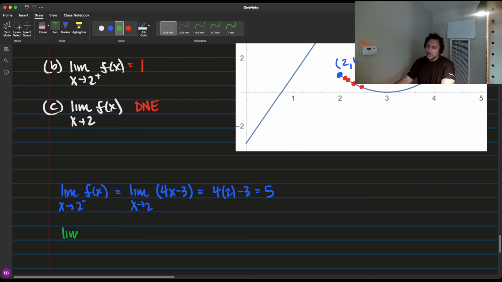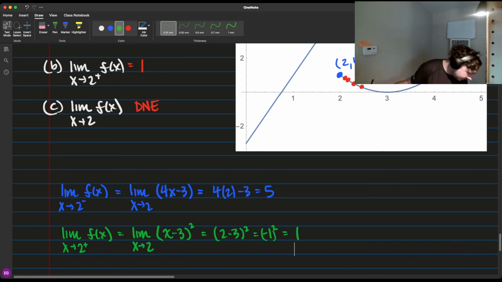Same thing if you want to do the limit as x approaches 2 from the right of your function. Well, if you're approaching it from the right, that's just the same thing as calculating the limit of the part of the graph on the right, which is just (x minus 3) squared. That's a polynomial. You can do direct substitution, and you get (2 minus 3) squared equals negative 1 squared, which equals 1, which agrees exactly with what we had.